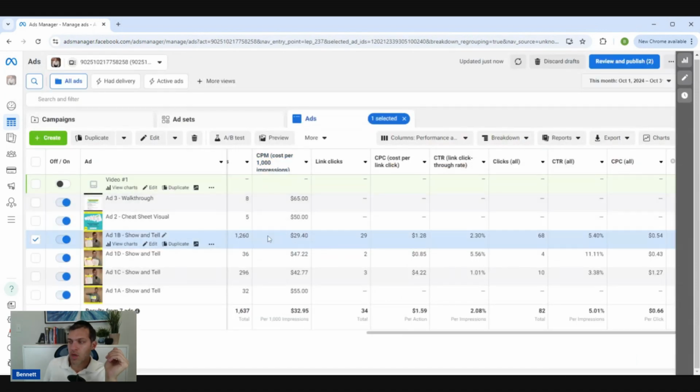But when it comes to the ads themselves, we can start to look at which ads are doing well. Out of the 6 ads, only 3 of them actually got me leads. This one got me 29 leads, which is my highest one. This one got me 2, and this one got me 3.